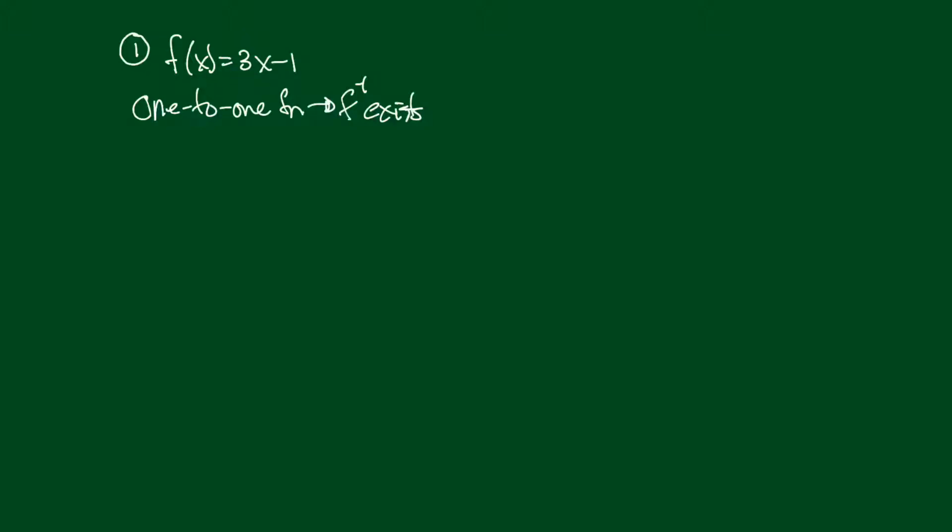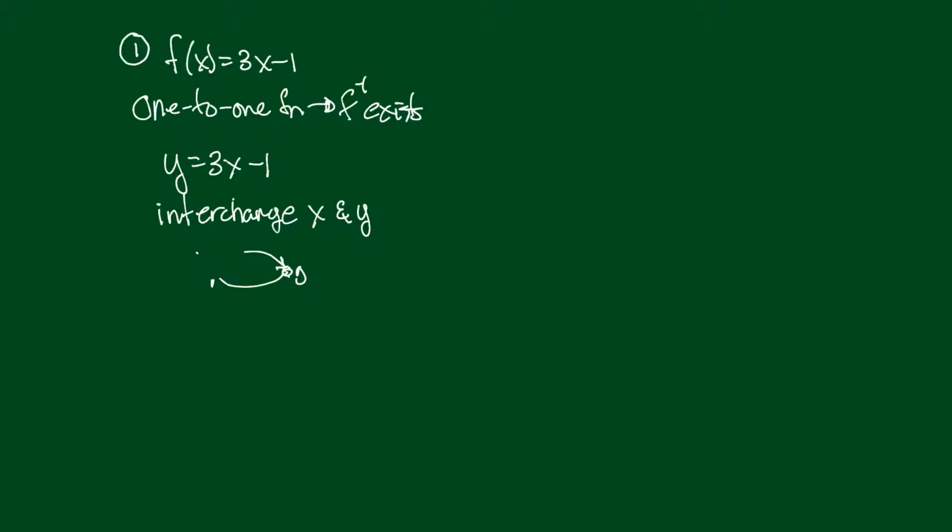For convenience, we're going to replace f of x with y. So I'm going to write y equals 3x minus 1. Then, because I want the inverse, I'm going to interchange x and y. Now, that might make sense because if I have an x and it goes over to y, then I want to take that y and turn it back into an x. So I'm just going to interchange x and y in this equation right here.